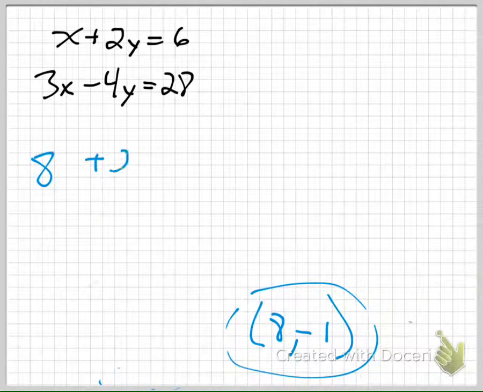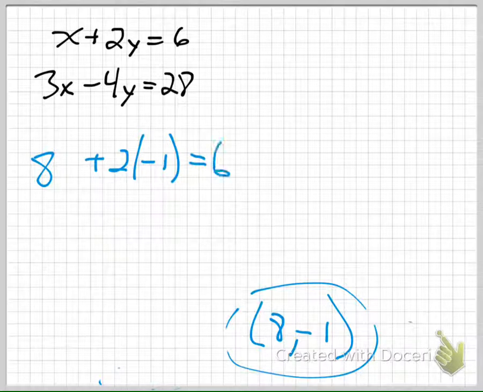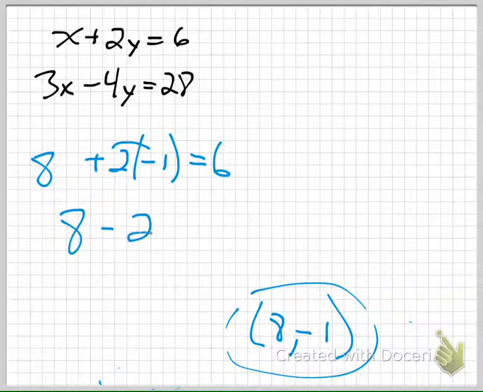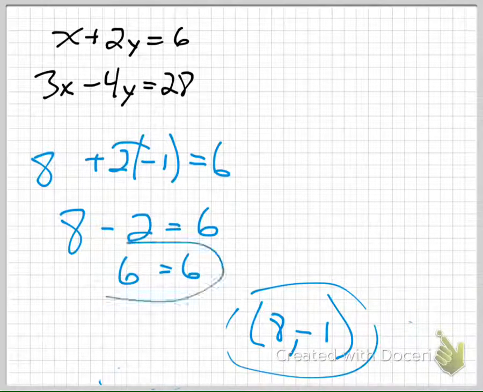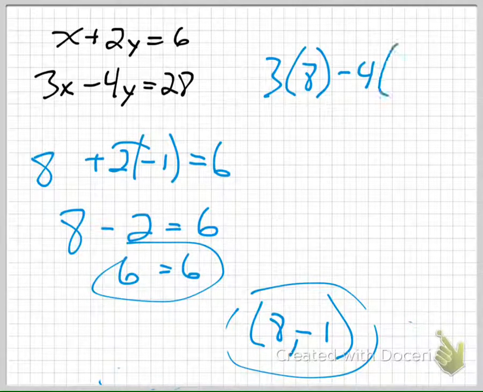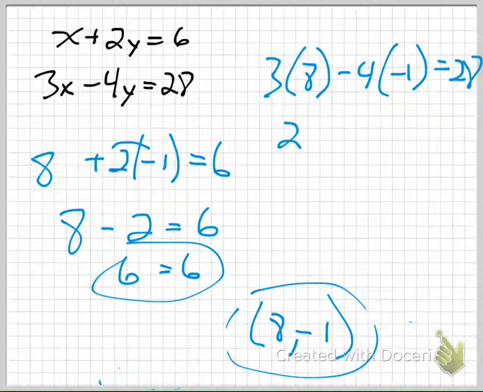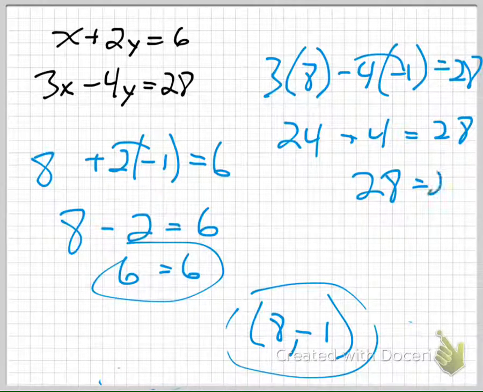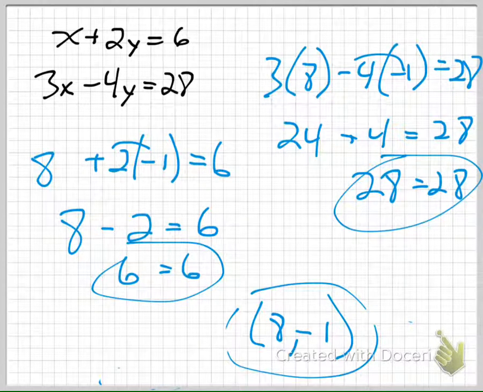8 + 2 times -1 equals 6. Is that true? What is 2 times -1? So 8 - 2 = 6. 6 = 6. That's true for the top one. Does that mean it's true for the bottom one? No. Let's plug it into the bottom one. 3 times 8 - 4 times -1 = 28. 3 times 8 is 24, plus 4 equals 28. 28 = 28. That is true. It's true for both.